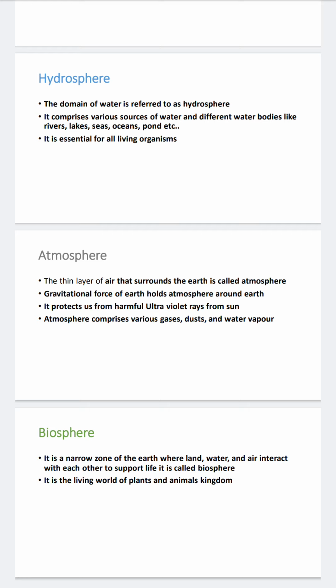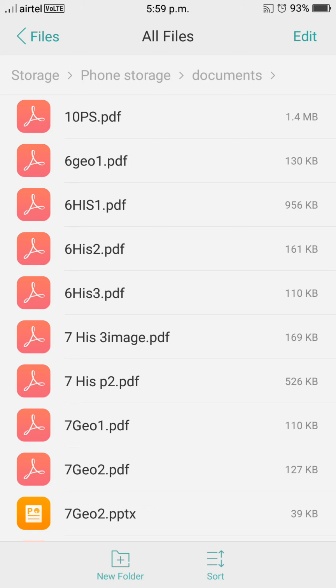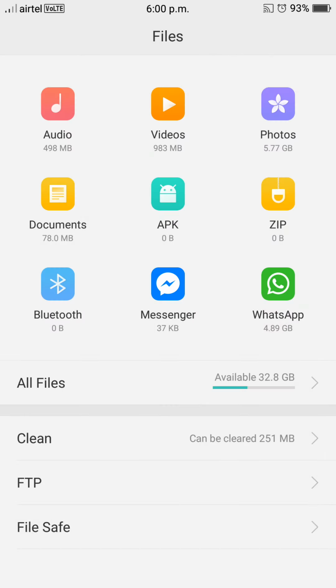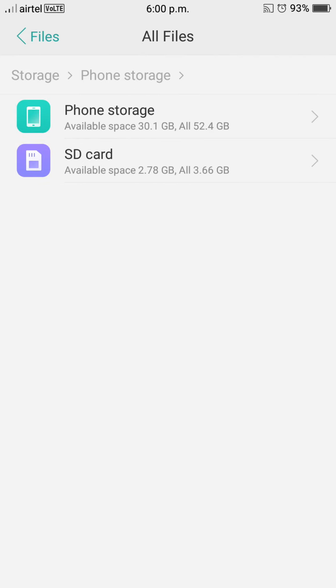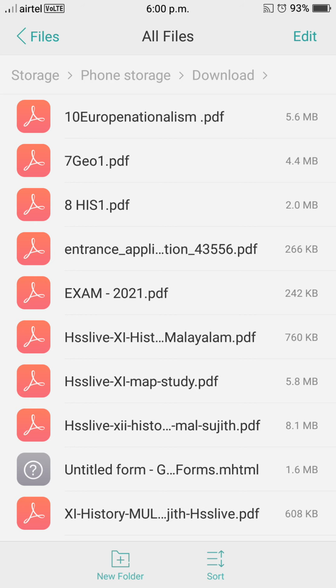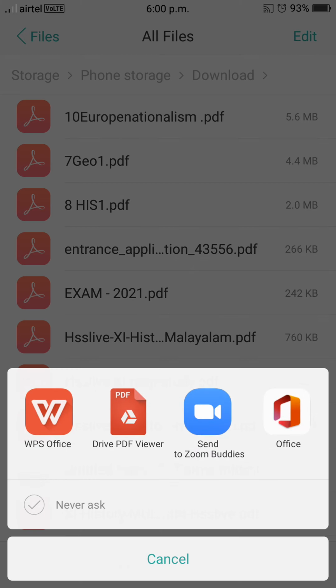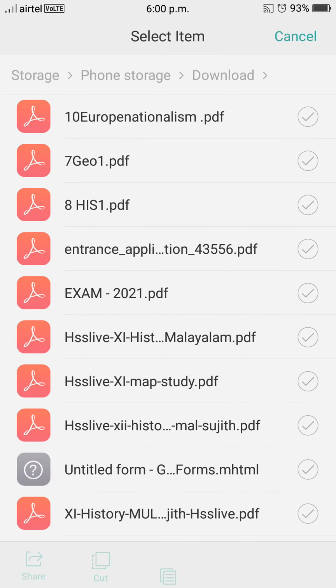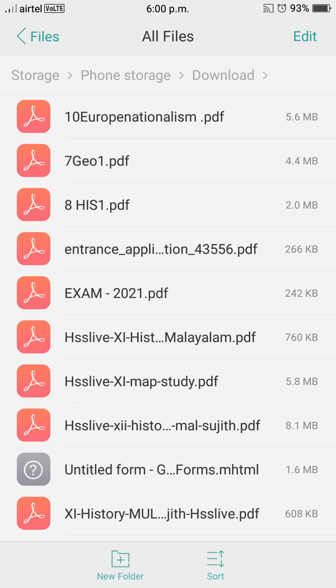Next we are going to discuss the next topic, that is ecosystem. What is ecosystem?